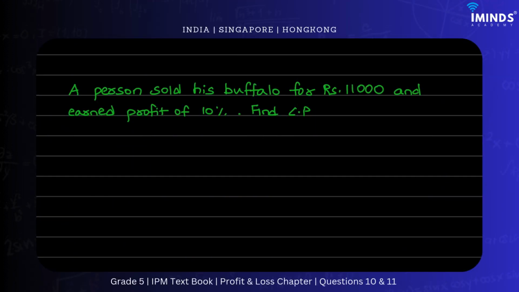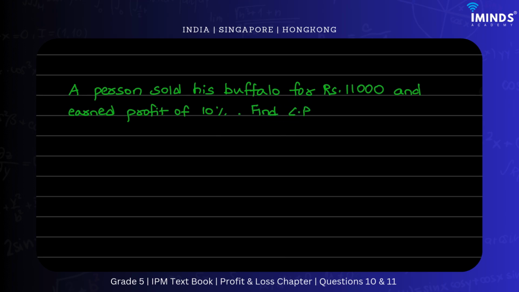One of our students sent a couple of questions for the solution. The first question is: a person sold his buffalo for rupees 11,000 and earned a profit of 10%. We have to find the cost price, CP.